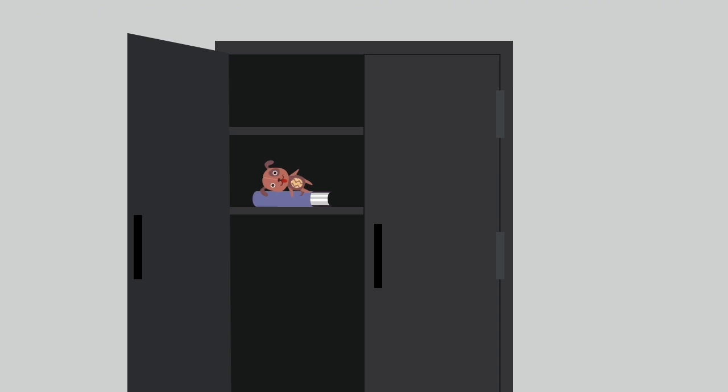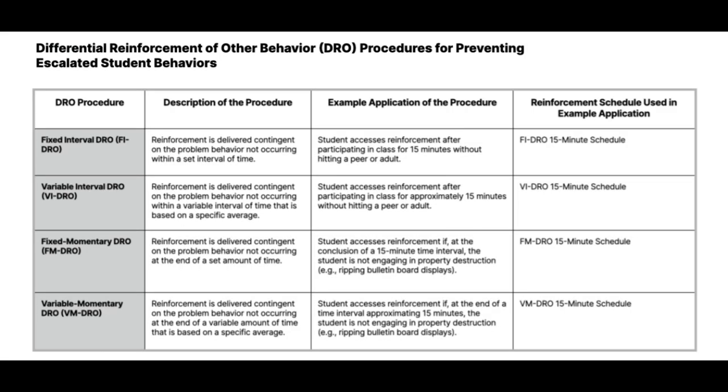behavior procedure, Wendy's teacher removed the figurines and stuffed animals from her desk and locked them in a cabinet in her classroom. A fixed interval differential reinforcement of other behavior procedure is one of several DRO procedures for decreasing occurrences of challenging behavior available to educators. This visual provides a brief overview of common DRO procedures as well as practical examples involving the application of these procedures when addressing challenging student behaviors within school settings.